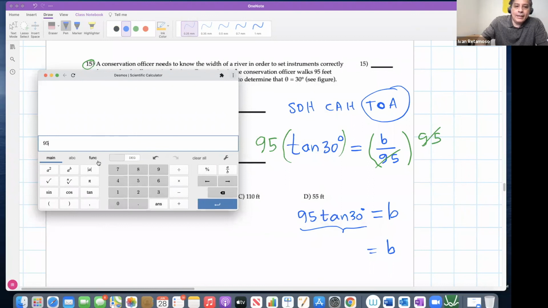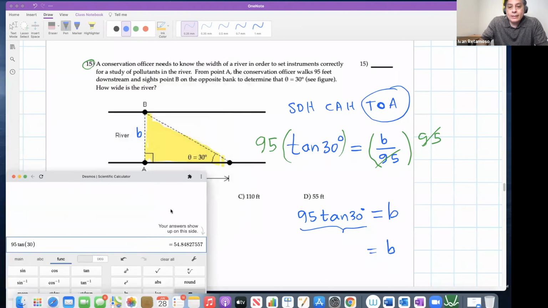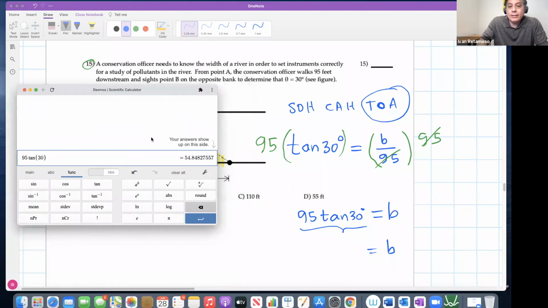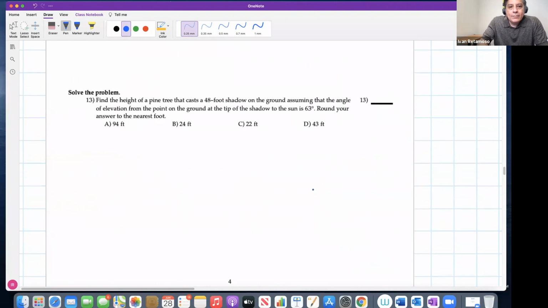95 multiplied by tangent of 30 degrees. That gives us 54.85. But you see that all the numbers are whole numbers, so let's round it to the nearest whole number. Rounded to the nearest whole number, this would be 55. Notice I am using degrees because the angle is in degrees, so be careful there. In the end, you can attach the units, in this case, feet. 55 feet, talking about this side. Excellent, excellent.